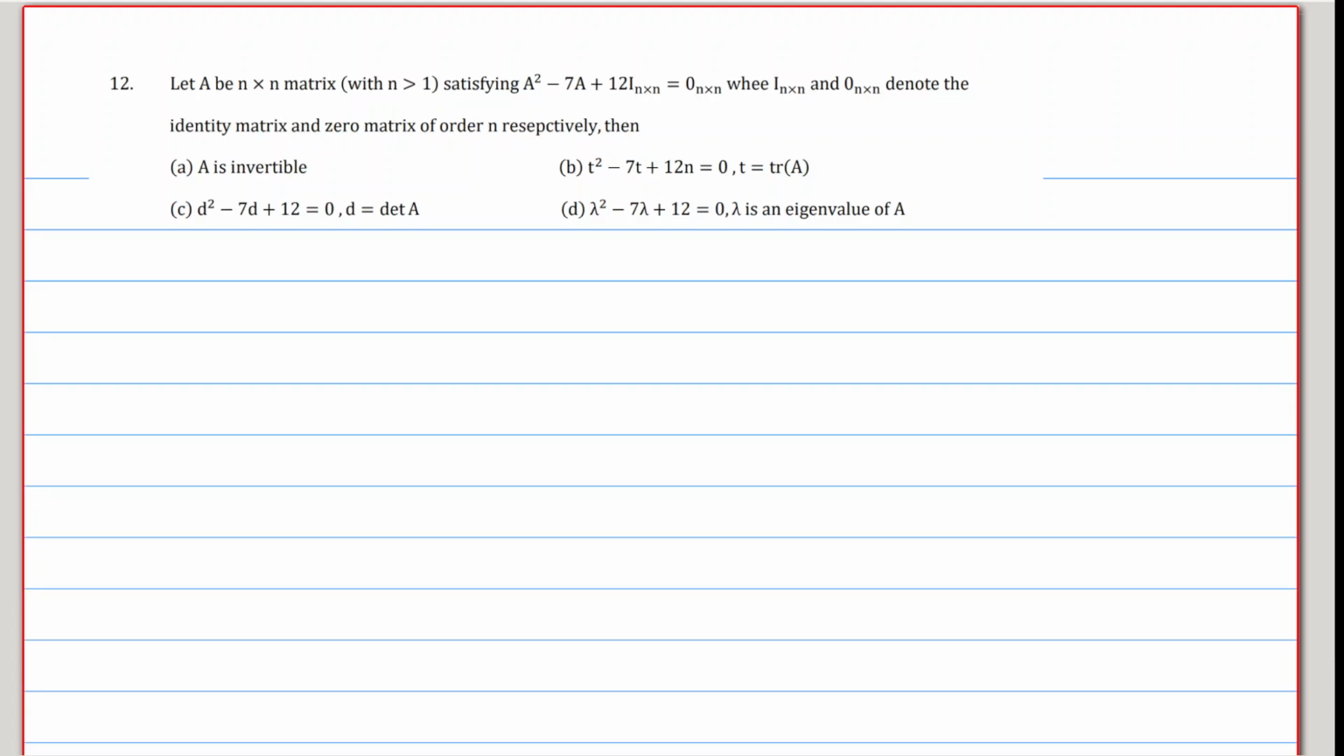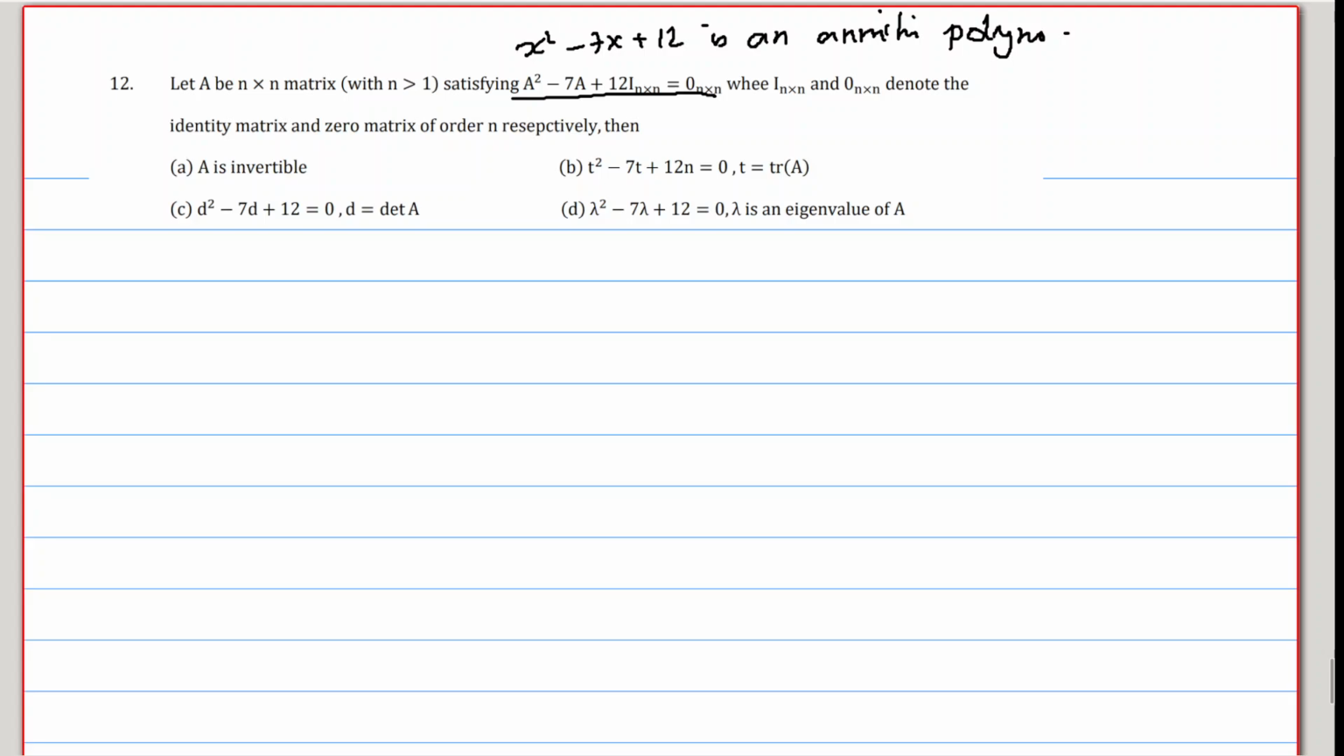Okay, so what are they asking for? So what does this mean? This means x squared minus 7x plus 12 is an annihilating polynomial. Okay, fine.